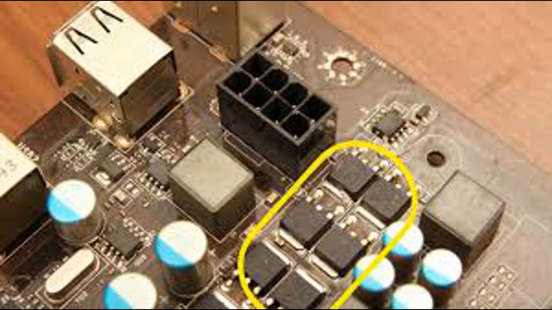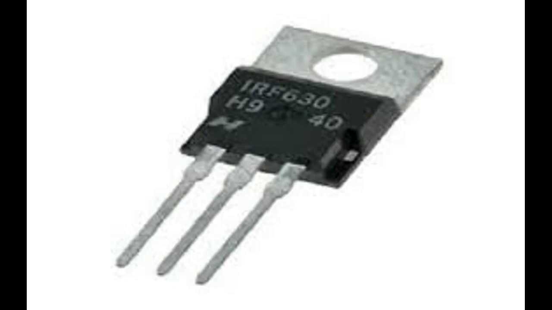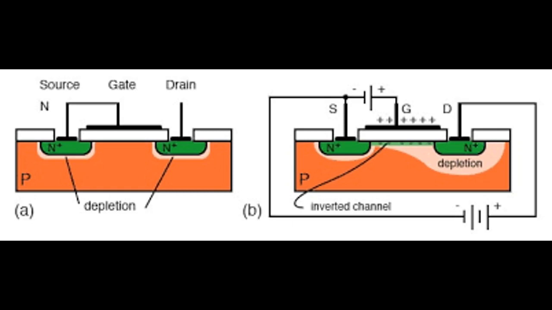The MOSFET is the most common type of transistor today. Their primary use is to control conductivity, or how much electricity can flow between its source and drain terminal, based on the amount of voltage applied to its gate terminal.